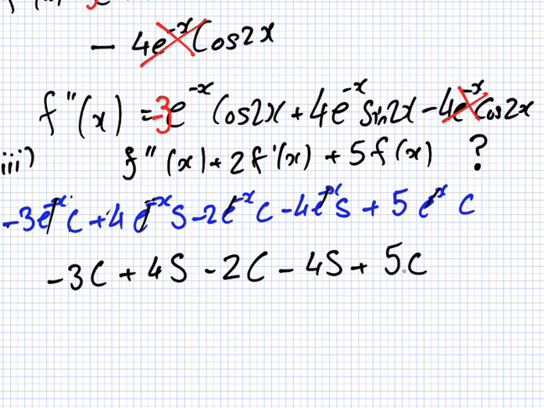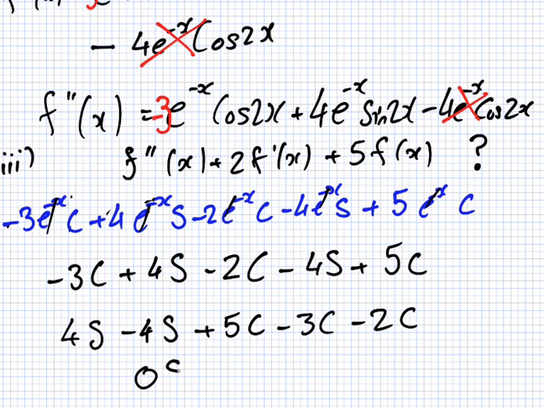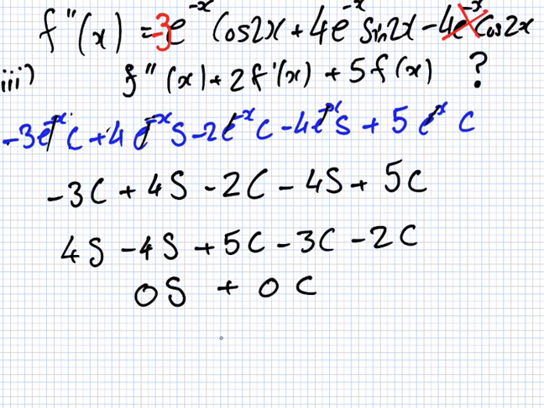So let me see, this would be 4 sin 2x minus 4 sin 2x, plus 5 cos 2x minus 3 cos 2x minus 2 cos 2x. So that would be 0 sines plus 0 cosines. So I'm left with 0. Everything is cancelled. I divided everything by e^(-x), yeah. It just saves me writing e on the next 3 lines.